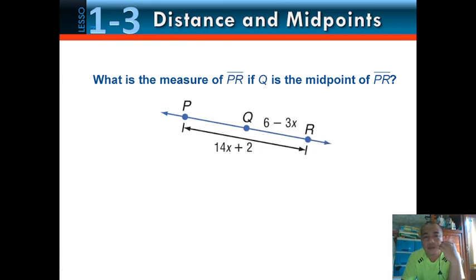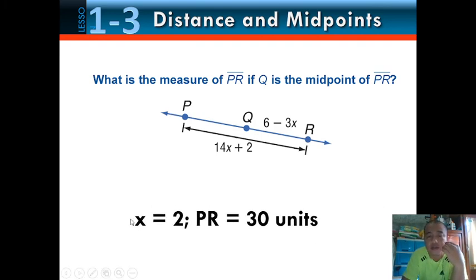What is the measure of segment PR if Q is the midpoint of PR? Can you do this in 10 seconds? If Q is the midpoint, therefore PQ is equal to QR. So PQ is also 6 minus 3x. Hint: solve first for x so that you can solve for the length of PR. Answer is 2. x is equal to 2. And if x is equal to 2, 14 times 2, 28, plus 2 is 30 units.